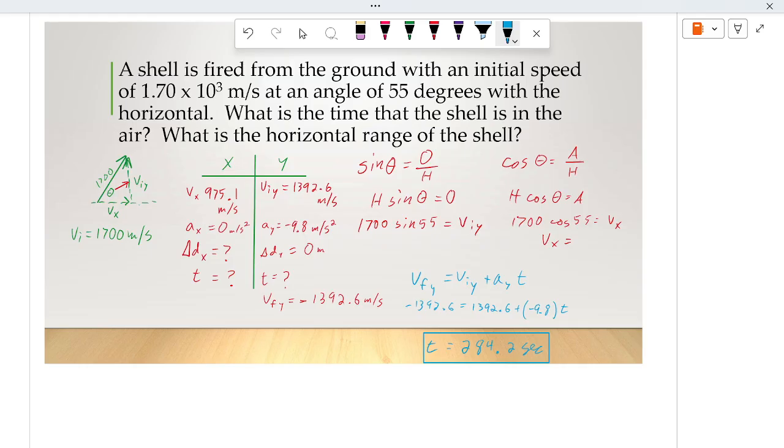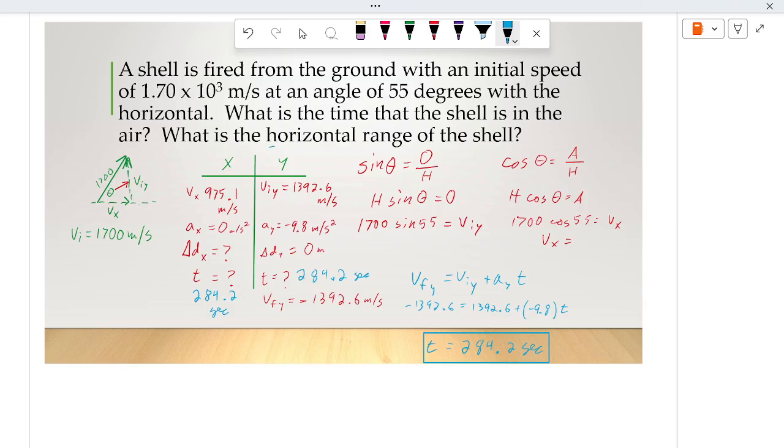And that is a long time. That's several minutes. But remember that we actually shot this projectile at around 5 times the speed of sound, so it makes sense that it would be in the air for a long time. So the time I can put as 284.2 seconds. And that is the same on both sides. Remember that time is the only thing that is the same for both. And that is how long the shell is in the air. So I've answered my first question.